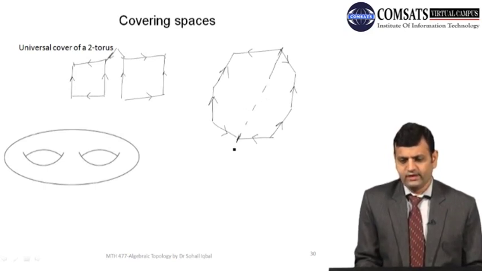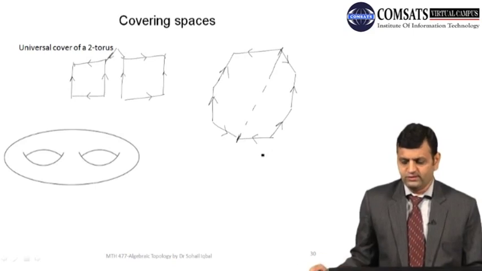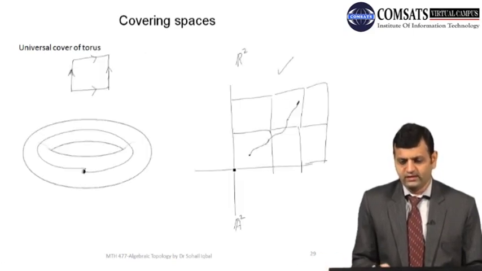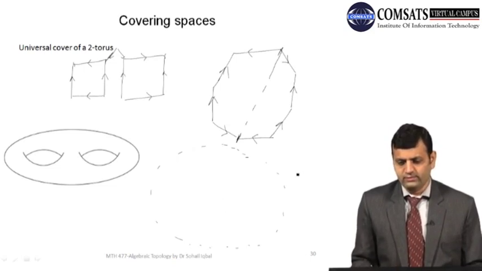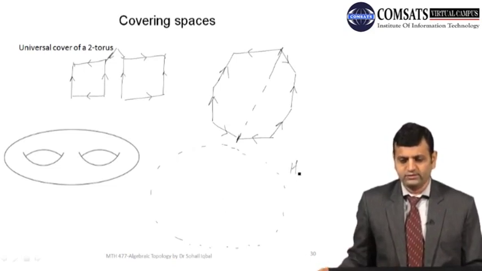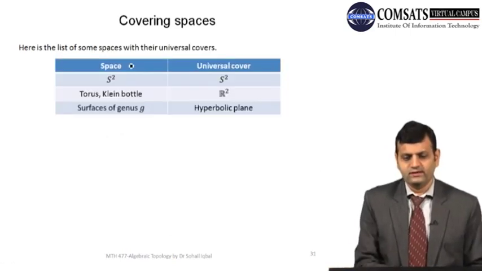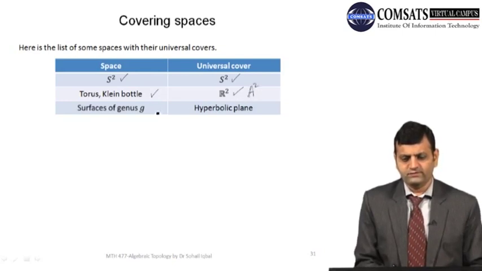But now if we have this octagon, then using the same idea of covering the plane with this square, we want to cover this plane with these octagons, but the point is we will not get the plane, the affine space, or R2. We will get a hyperbolic plane. So if we have S2, then the universal cover is S2, and if we have a torus or Klein bottle, then the universal cover is R2, or in general A2. And if we have a surface of genus g, then the universal cover is the hyperbolic plane.